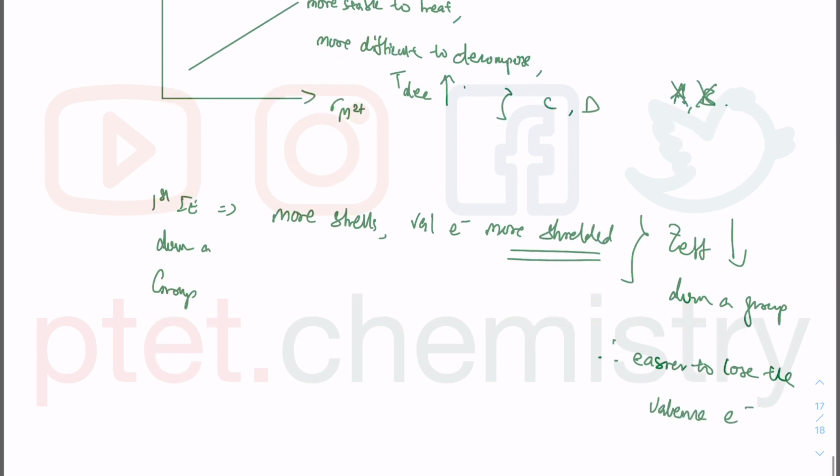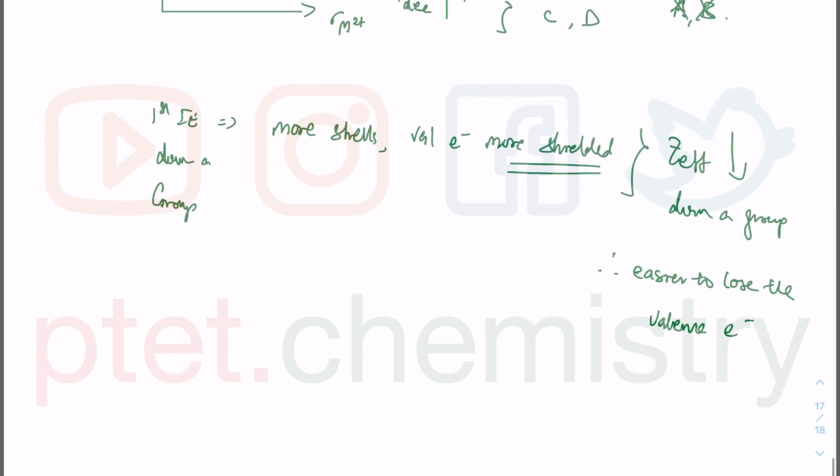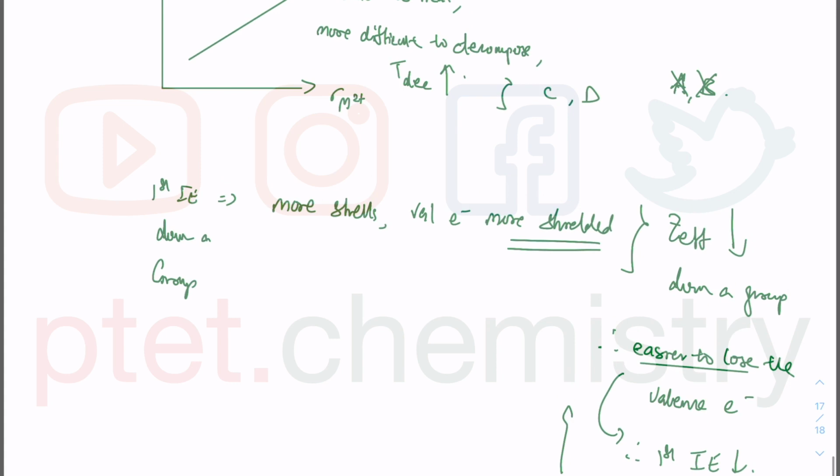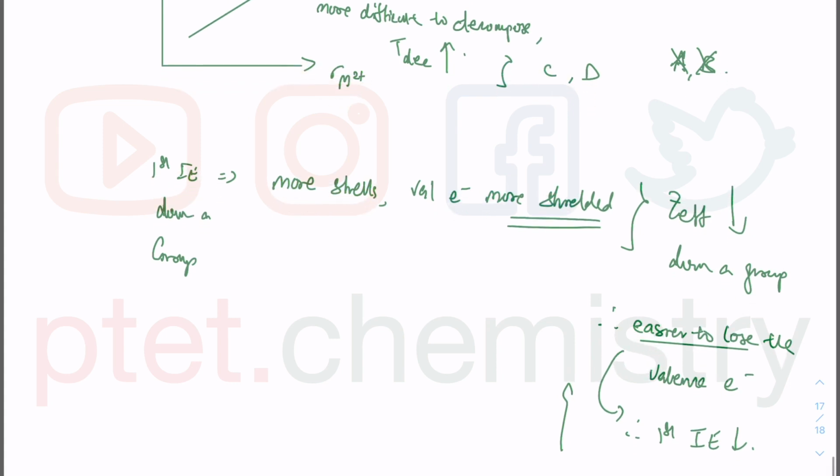So the first ionization energy decreases because it is easier to lose the electrons. So what does that give you? Just now it was C or D. Now you have first ionization energy decrease, so we're looking at option D as the only correct answer. Option D there.